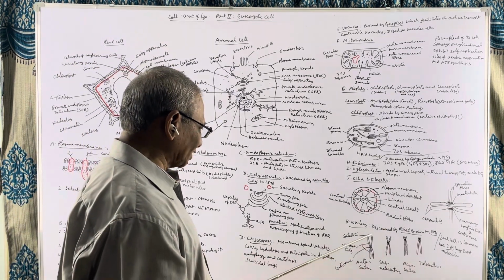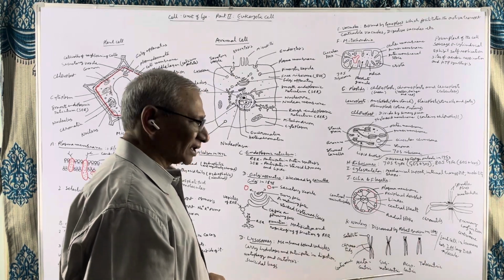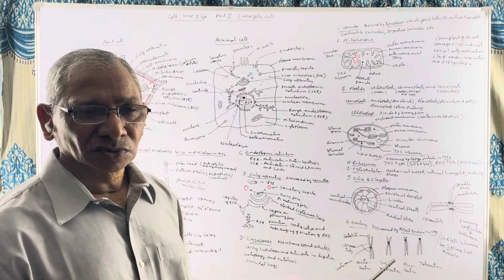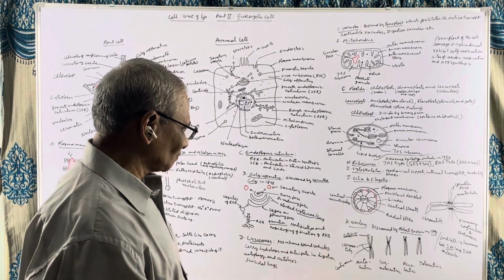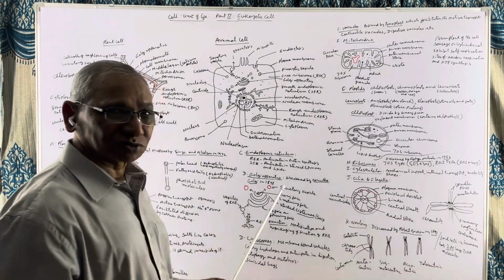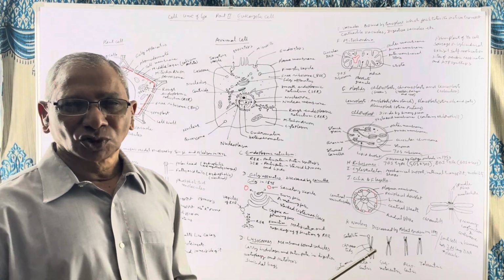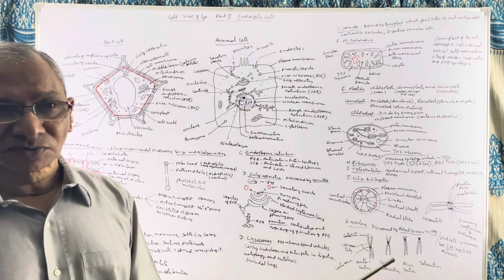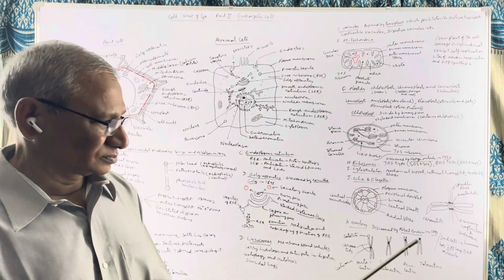Sometimes there will be a secondary constriction. See here, this is secondary constriction. When there is a secondary constriction, satellites are produced. This is satellite. In this way, there are chromosomes situated inside the cell, and chromosomes appear only during cell division. During interphase, we can't see any chromosomes because the chromatin is dispersed. So the chromosomes take their shape only during cell division.